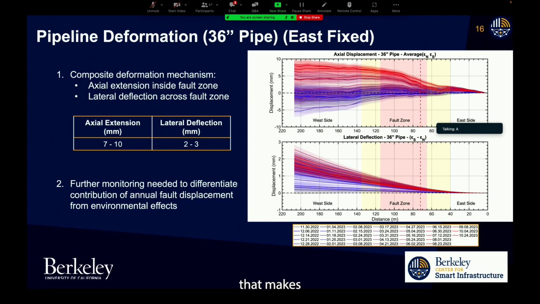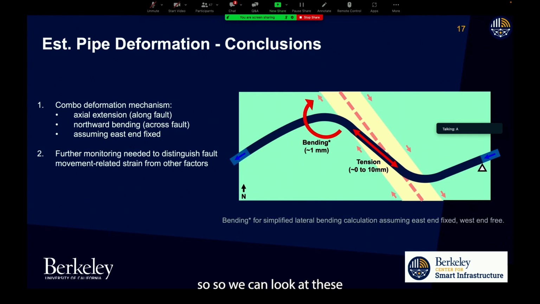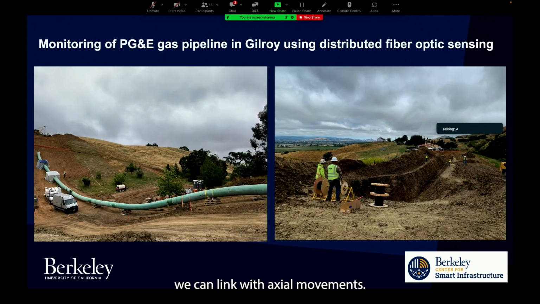So that makes sense for those who were working in this area. Actual extension is about 7 to 10 millimeter, and lateral deformation of 2 to 3. Obviously, the pipe is also expanding and contracting thermally due to the seasonal changes. And that has an effect as well, but in the right order of magnitude that we feel. So we can look at these deformations and understand them. We're really interested in all the data coming out, and how we can link it with actual movements.